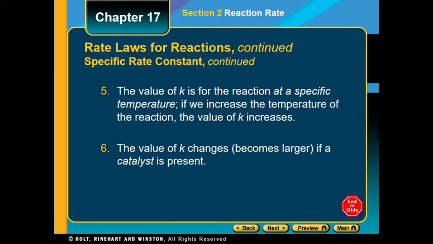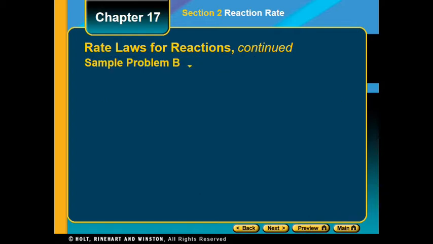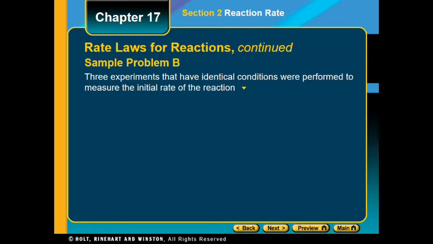And K changes if a catalyst is present. So your reaction rate, you would expect it to happen faster in the presence of a catalyst because most catalysts speed up a reaction. You actually have a few that would slow it down, but most of them will speed up the reaction, which means K would change. Let's look at an example problem.